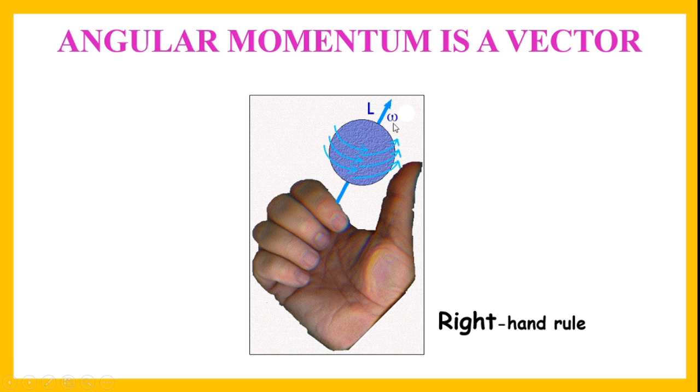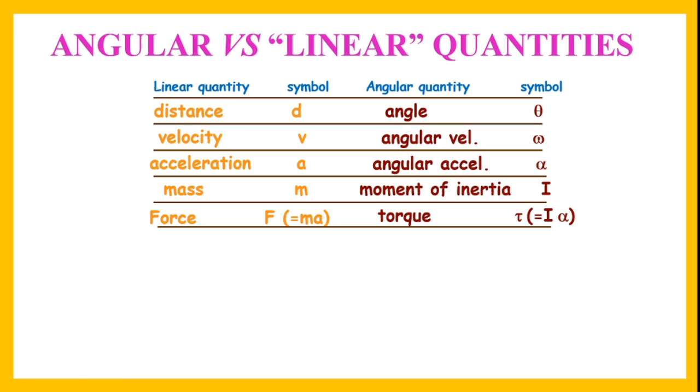Here also this follows the right hand rule, as we have seen in the case of linear momentum. The same applies to angular momentum. Now we will see some physical quantities and how they can be related to their linear quantities.